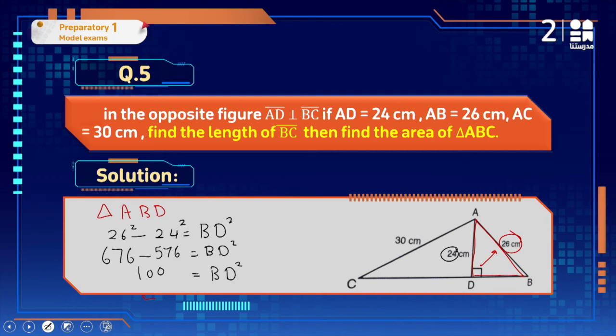You have to arrange your steps. Write everything under each other so you don't forget any step. Then take the square root of both sides. So BD equals 10. So let me write it. That's all about the first triangle, which is ABD.